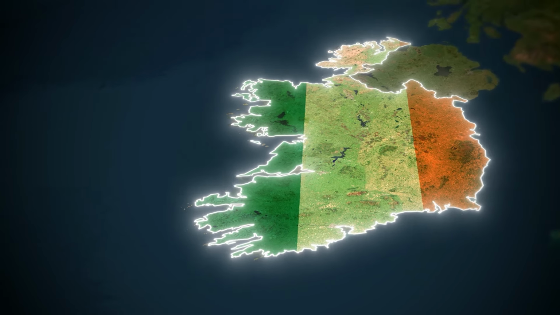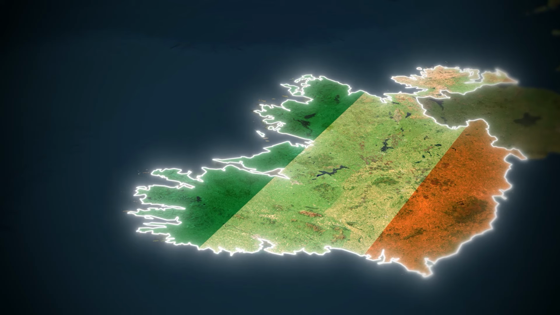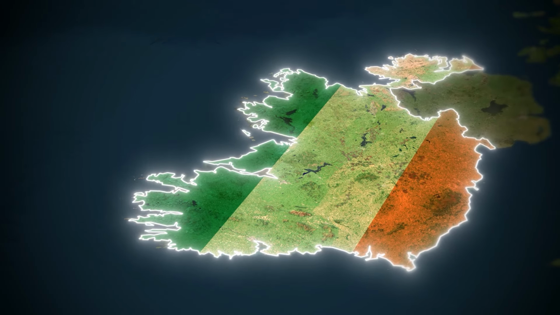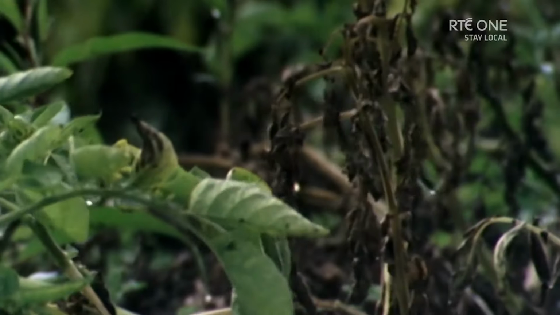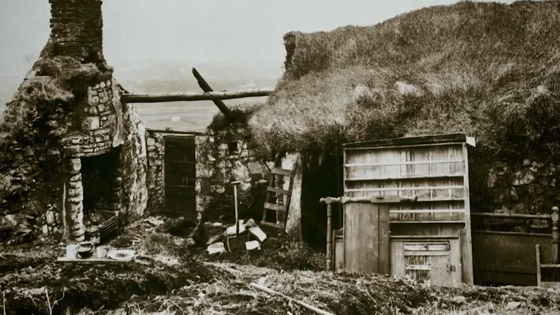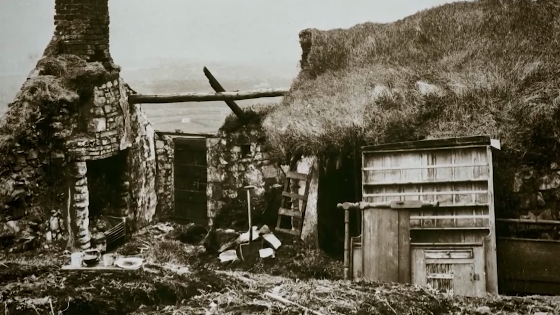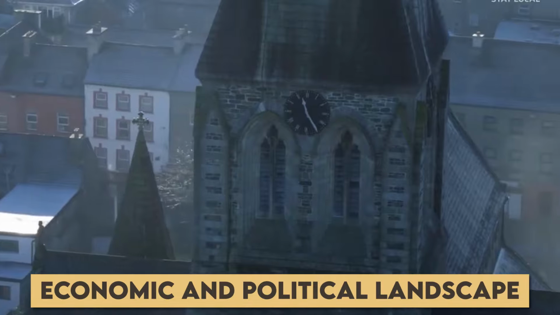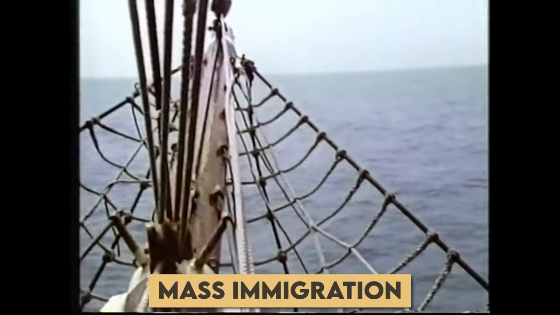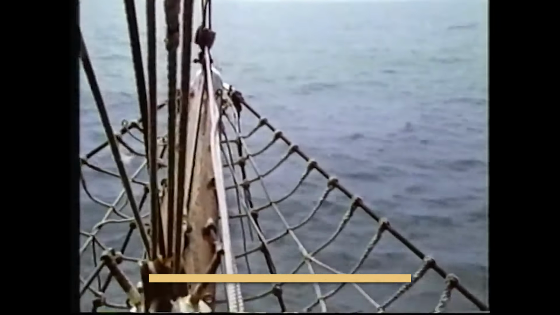This is the west of Ireland, the area that got hit the worst, with some counties losing over half of their population. But the horrors didn't end there. The famine's impact rippled through the years, leaving a scar on Ireland's economic and political landscape. Mass emigration became the new normal, my friend. People fled their homeland in droves, seeking refuge from the relentless grip of poverty and despair.